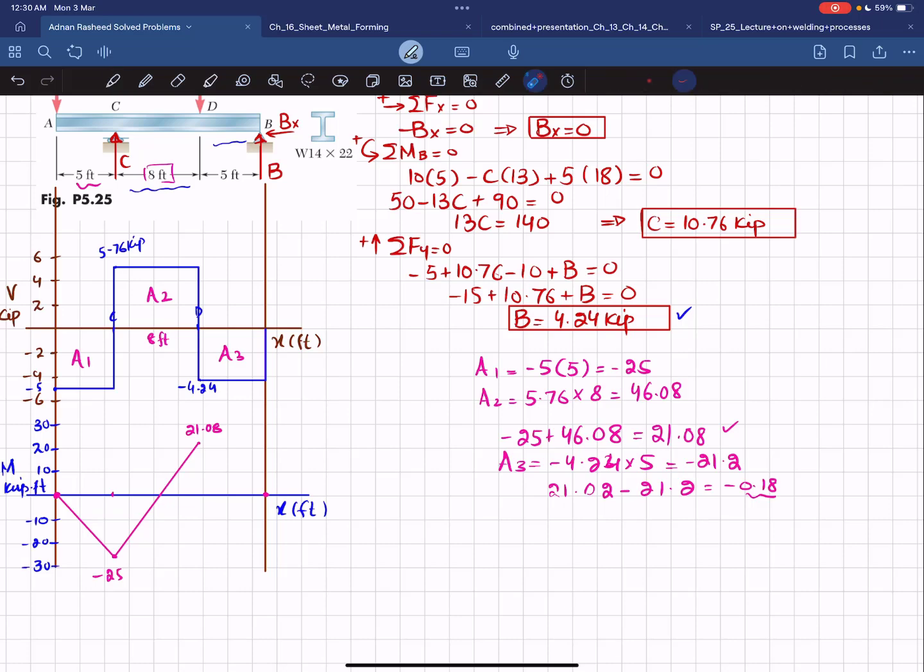Now you can see that shear force is a horizontal line and area A3 is negative, so bending moment will be a one degree line and the slope will be decreasing. So it will be like this. So this is your bending moment diagram for the beam, and this is your shear force diagram. Okay. Moving toward part B.